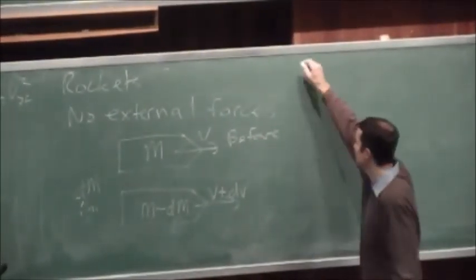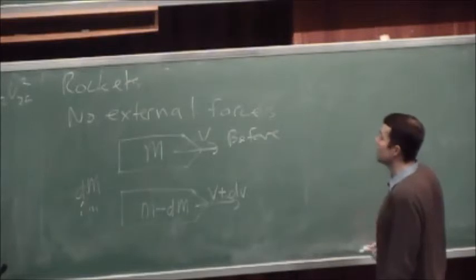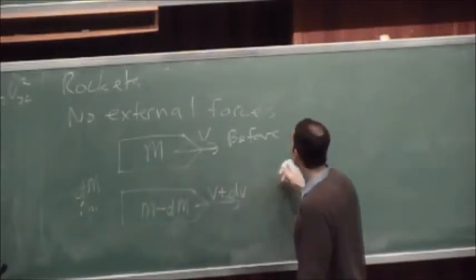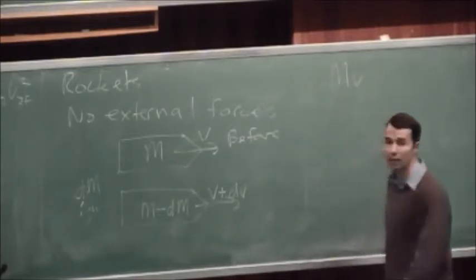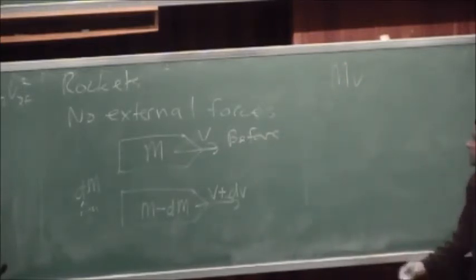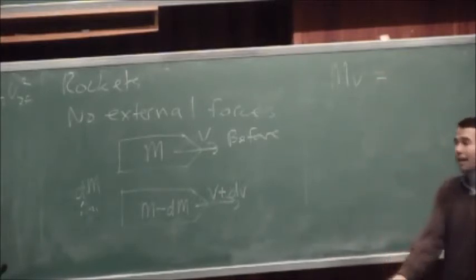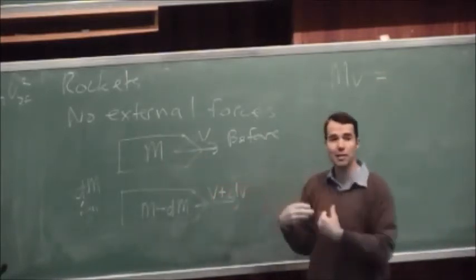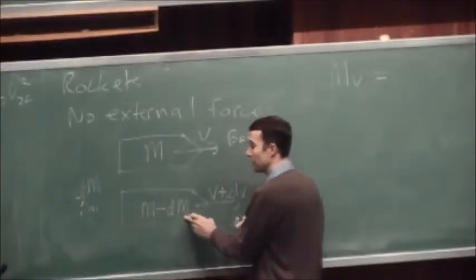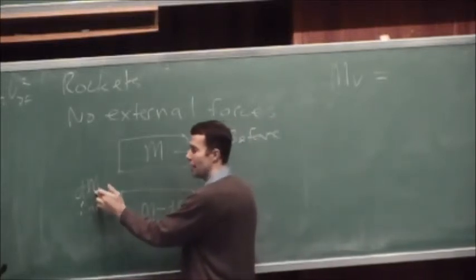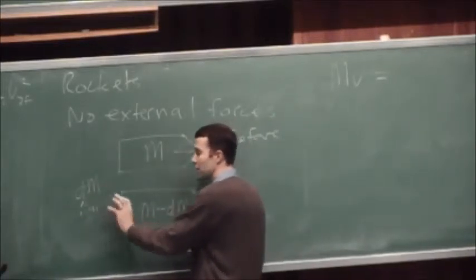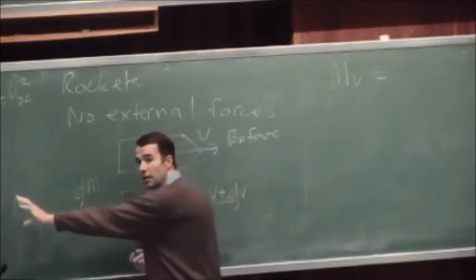So let's think about the momentum of the system. Initially, the momentum was mv. That is the before. Now we have two parts. We have something with reduced mass moving at v plus dv, and something with mass dm moving relative to this rocket at some velocity back here. Okay?